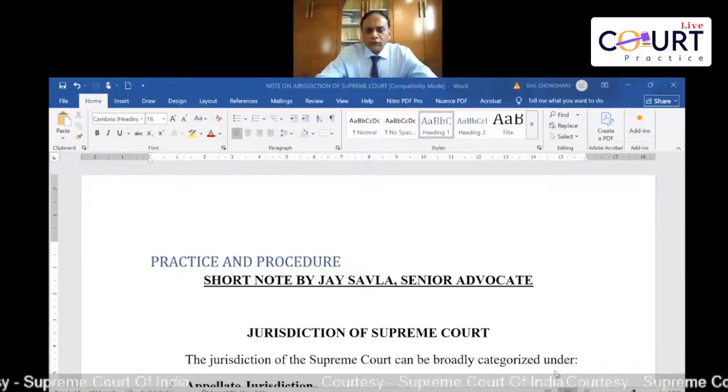Now, first I would like to discuss the practice part, which is the jurisdiction of Supreme Court. And there is a short note which is displayed.